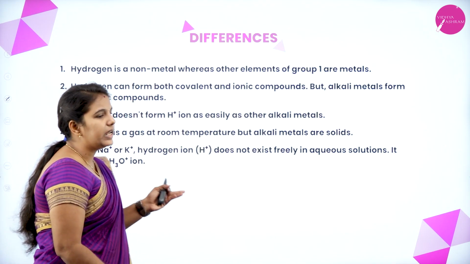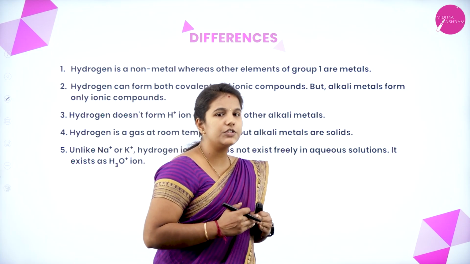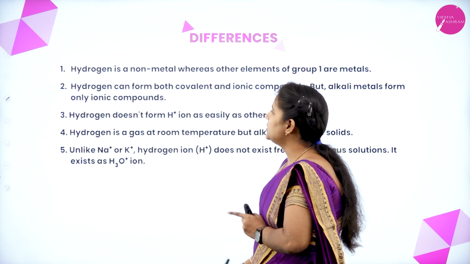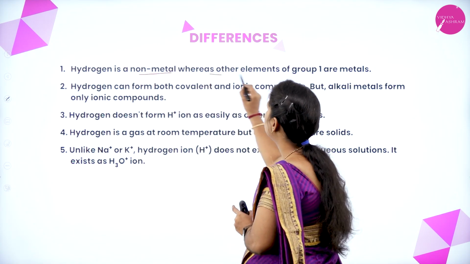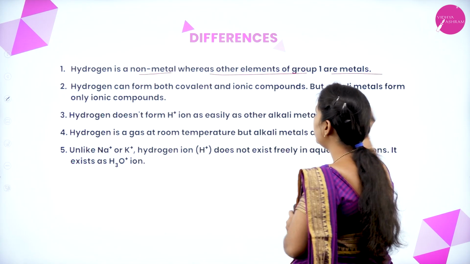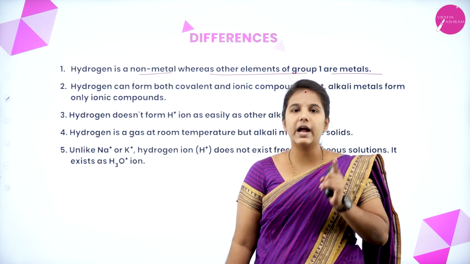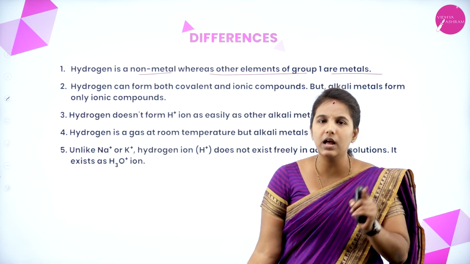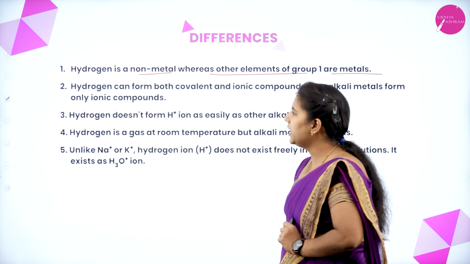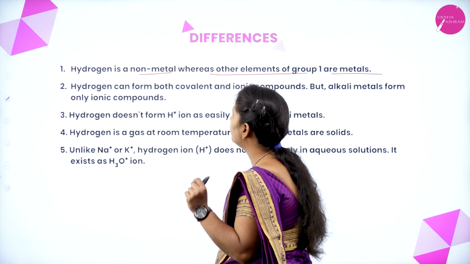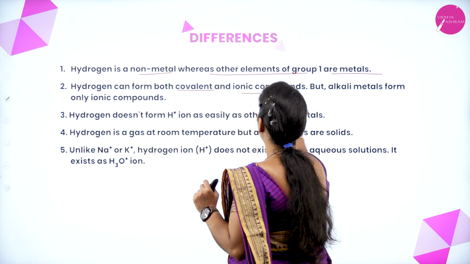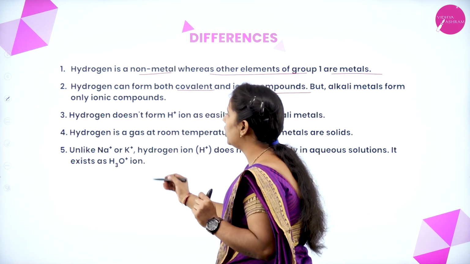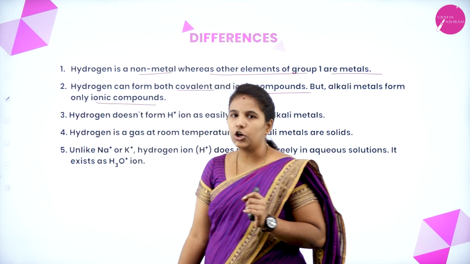Now, let's see the differences between hydrogen and the alkali metals. Hydrogen is a non-metal, whereas the other elements of group 1 are metals. So we know that hydrogen is a non-metal, but group 1 elements are metals. That is the first difference. The second difference is that hydrogen can form covalent and ionic bonds, but the group 1 elements always form what? Ionic compounds.